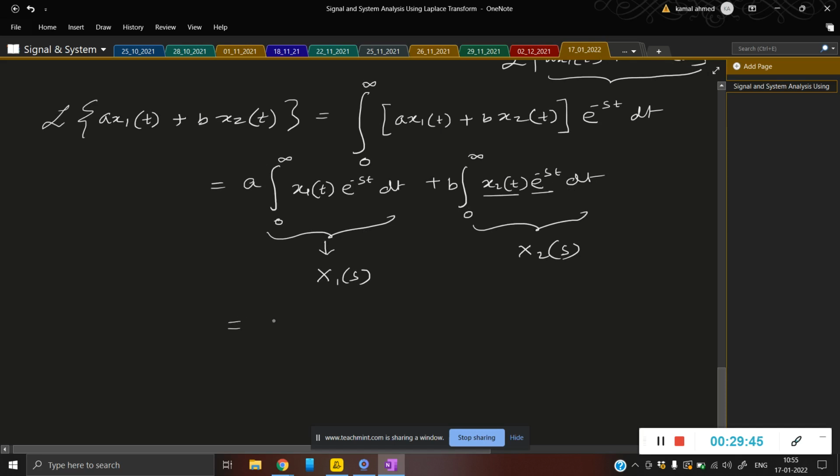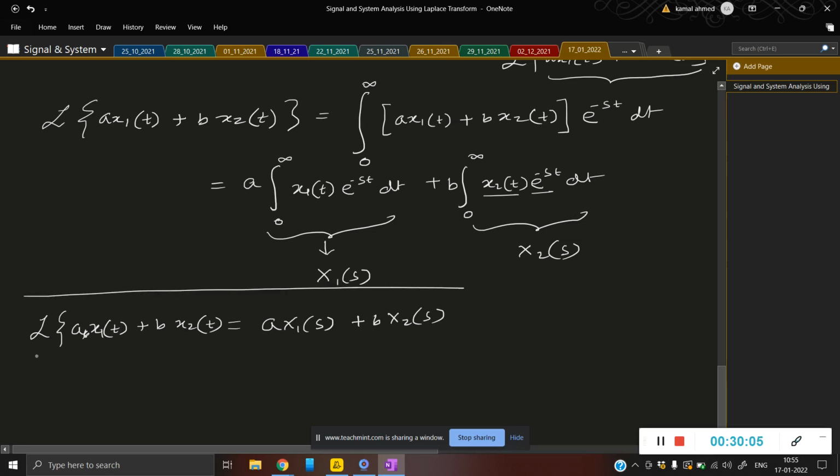So that will be a X1(s) plus b X2(s). So that is equal to a L of x1(t) plus, sorry, this is not a1, b x2(t). So this is your proof of the linearity property of the Laplace transform. Now move to the next property.